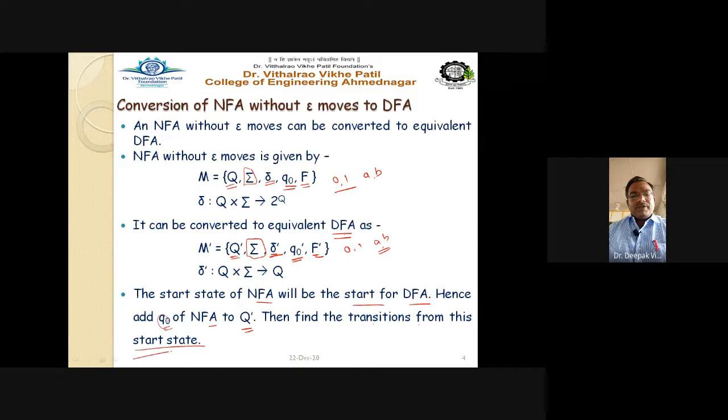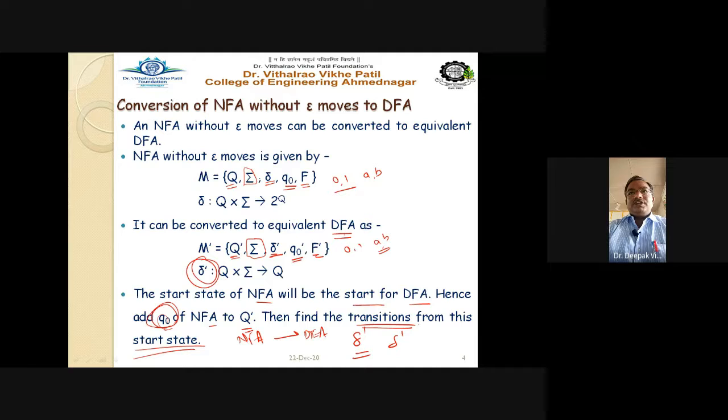So see here, while converting NFA to DFA, we have to always start with the Q0 state which is given in the question. Suppose an NFA is given, it starts with the Q0 starting state. So starting from that start state, we have to find the transitions. Which transitions? We have to find this delta dash transition, so that we are able to convert the NFA to DFA step by step, right?